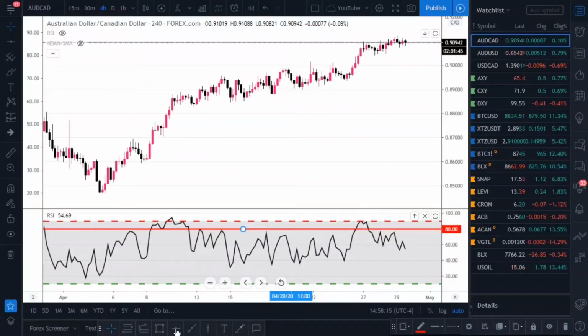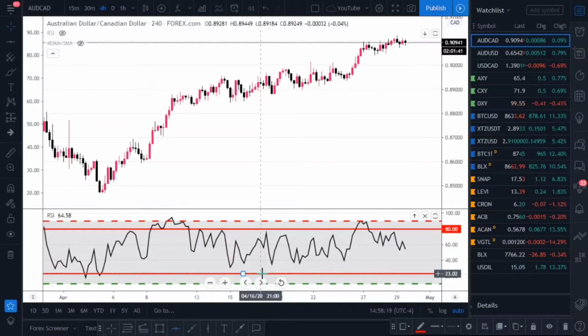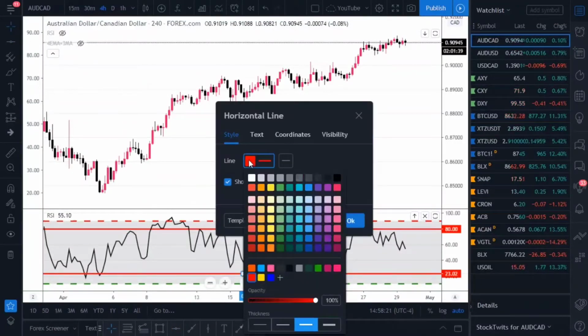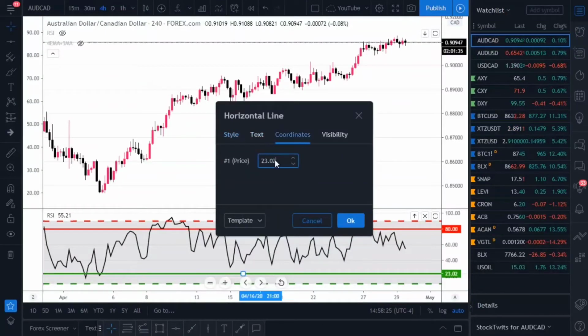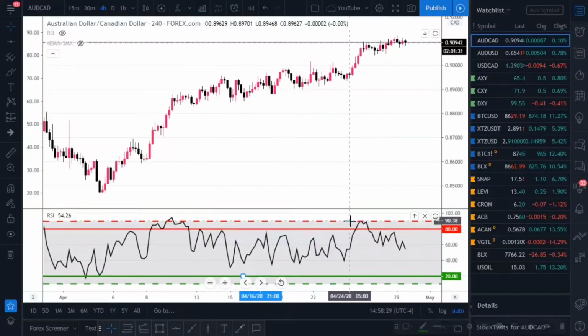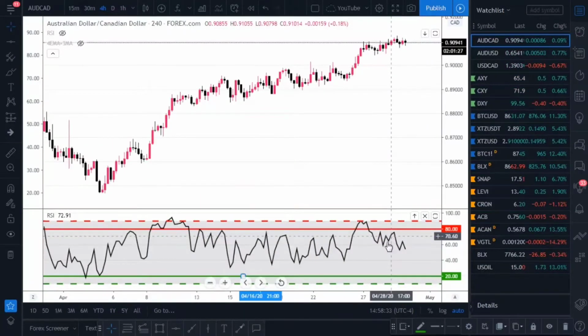And then grab a second line. And then for this one, you want this one to be green. And for coordinates, you want this one to be at 20. These are very, very important, okay?